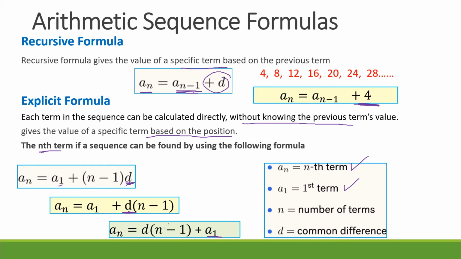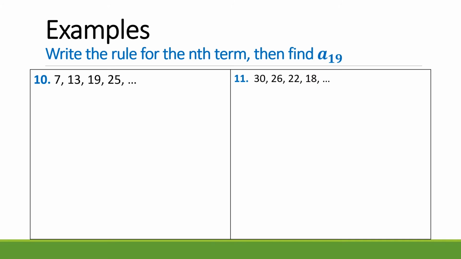Looking at these two examples, we want to write a rule for the nth term, then find a sub 19 or the 19th term. And so I'm going to use this formula here where my common difference is first. But once again, you could use any of those forms for the explicit formula, because for the explicit formula, we want to find a specific term. And so I'm using this formula here.